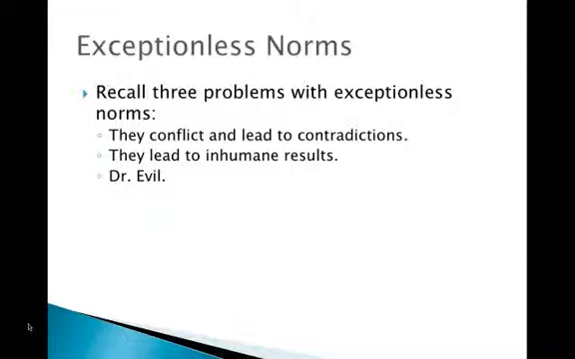Let's look at the exceptionless norm view then. So maybe that's a bit stronger than we've presented it so far. We made it kind of the boogeyman, and we've kind of beat up on it, but maybe that's actually got more punch to it than we thought. So recall 3 problems with exceptionless norms. 1, they conflict and lead to contradictions. 2, they lead to inhumane results. And 3, the Dr. Evil scenario.